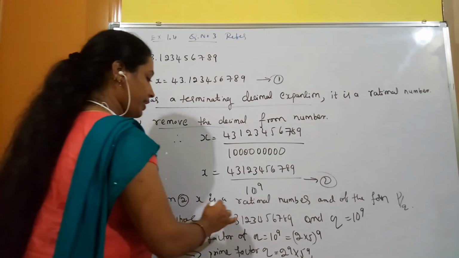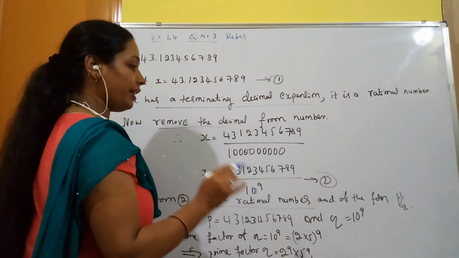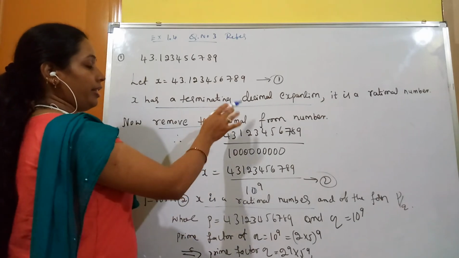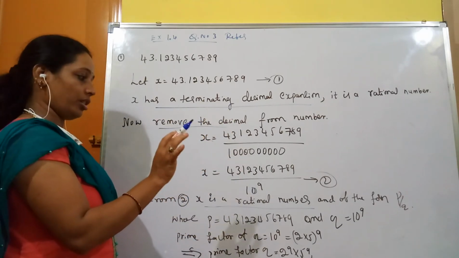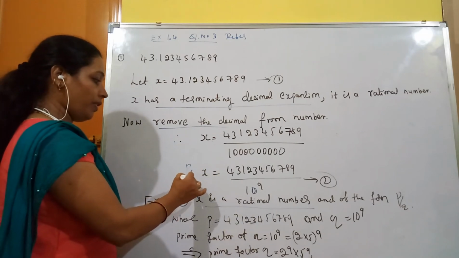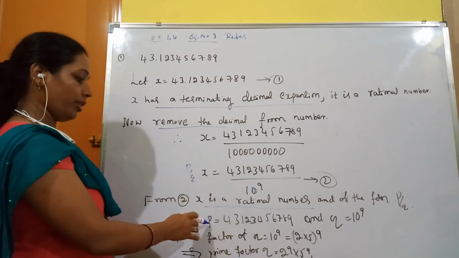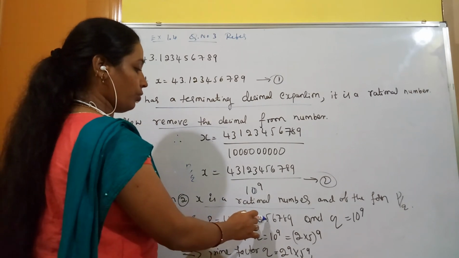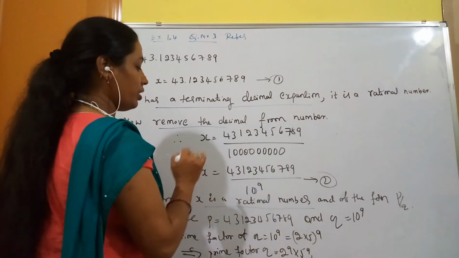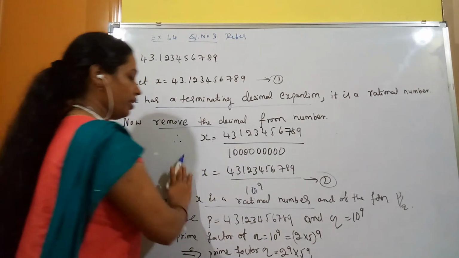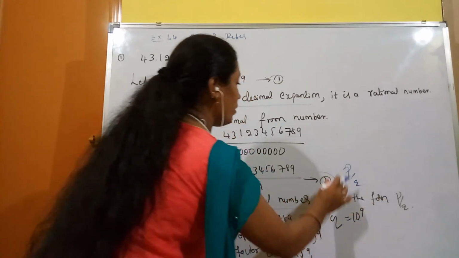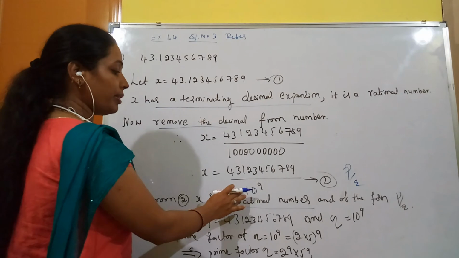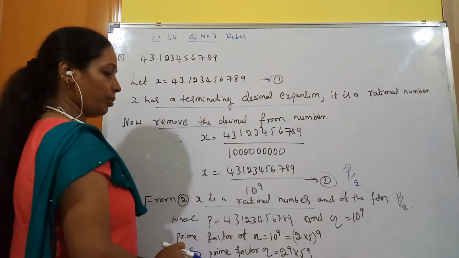From 2, x is a rational number and it is in the form of p by q. Is it right? We already said it is a terminating decimal expansion, which means it is a rational number, and also it is in the form of p by q, right? What is the value of p? p is equal to 431234567 89. If you compare this with p by q, in the place of p we have the number 43123456789, and in the place of q we have the number 10 to the power of 9.